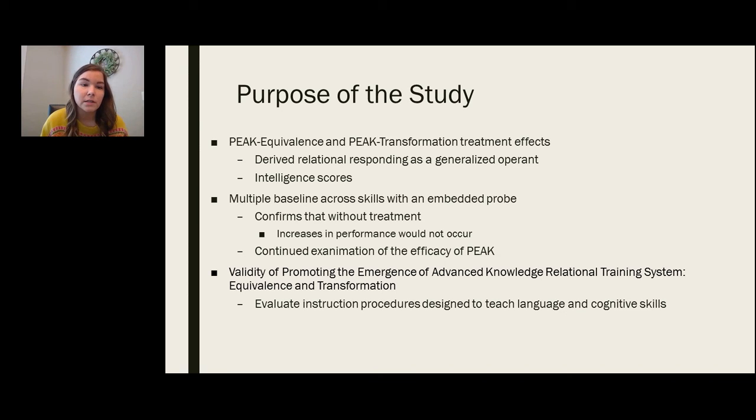The purpose of this current study was that we examined how Peak E and Peak T treatment affects an individual's derived relational responding and their intelligence scores. The design we used in this study was a multiple baseline with an embedded probe. This design allowed for continued examination of the efficacy of Peak to see if skill acquisition could occur due to mastery of earlier learning skills and to look at the increase in performance due to treatment. We also evaluated the instructional procedures designed to teach the language and cognitive skills to individuals.